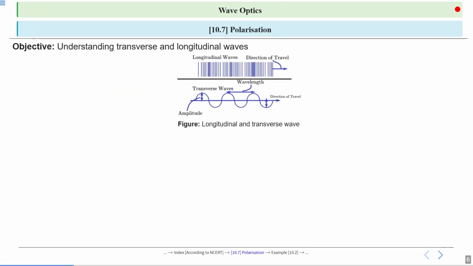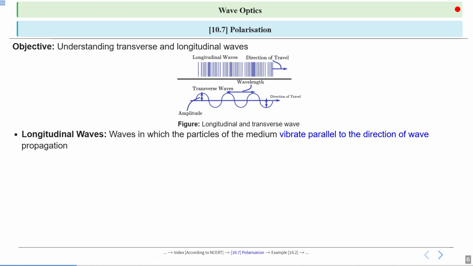So continuing with the understanding of transverse and longitudinal waves, notice the image here which visually represents these two types of waves. This will help us understand how particles in a medium move differently depending on the type of wave.